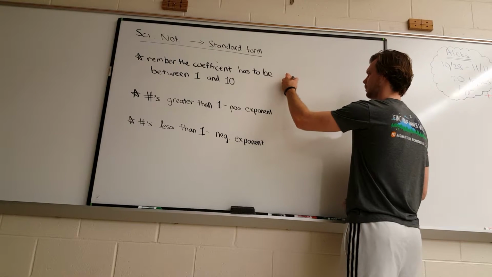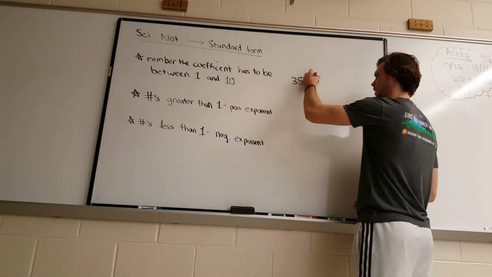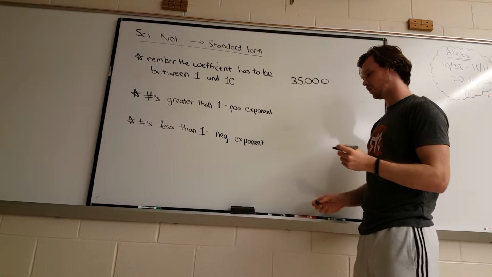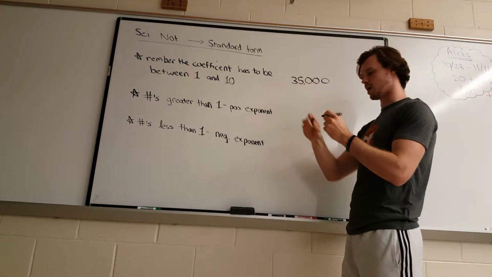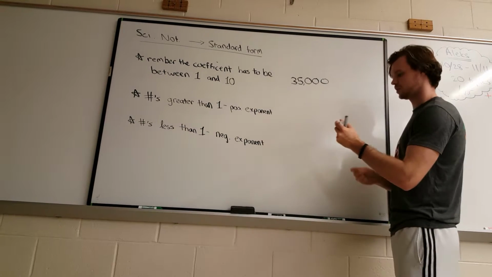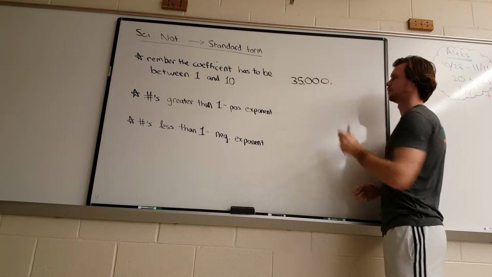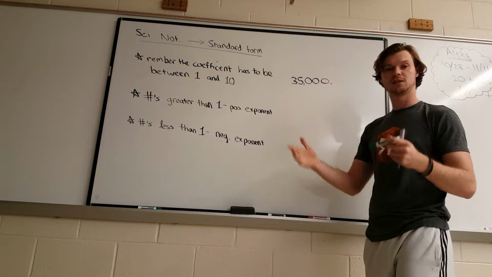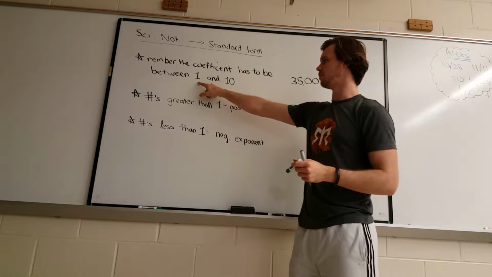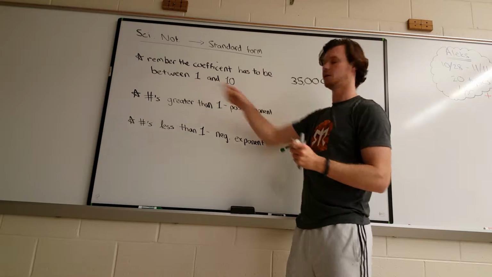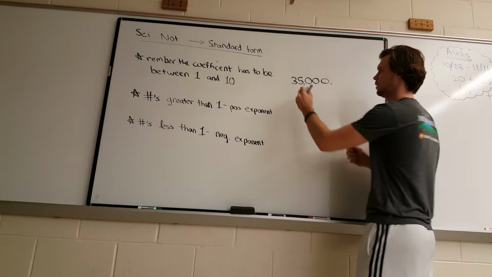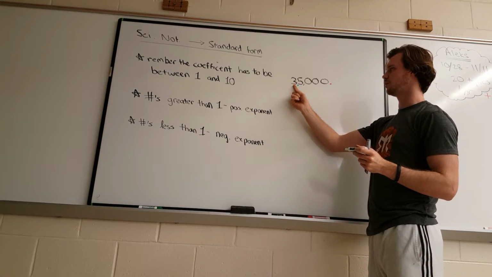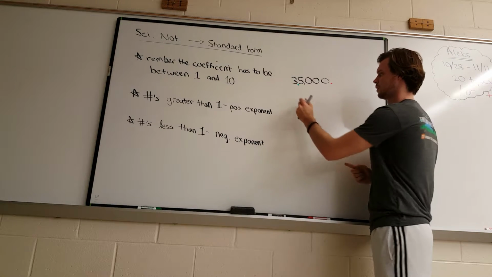Let's try something like 35,000. Okay, so what I do here is I say, where's my decimal point right now? And I don't see it, but that means it's right at the end of the number. And then I go, where does my decimal point need to be? Well, I need to put it somewhere to make the coefficient be between 1 and 10. So I have to put it right here in between the 3 and the 5, because that makes my coefficient 3.5.